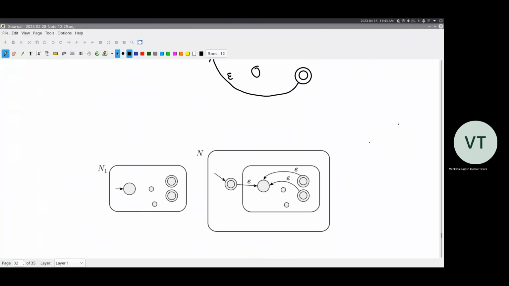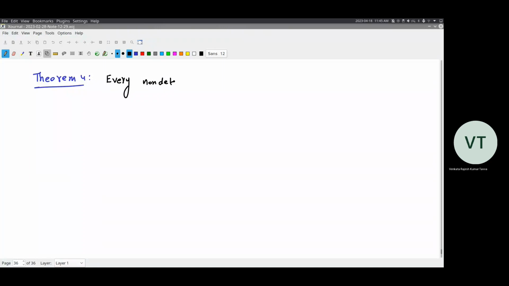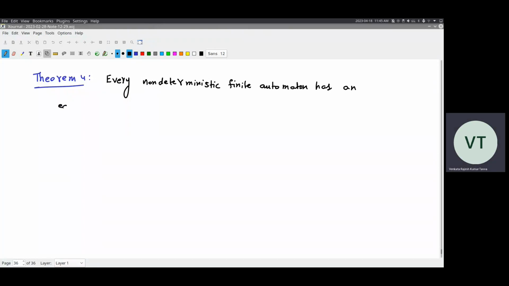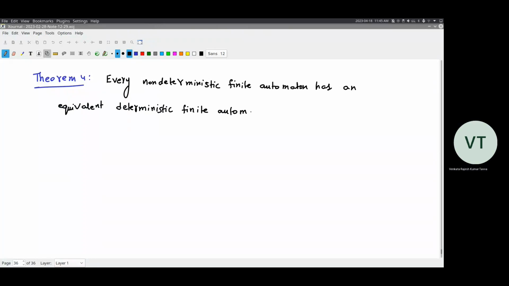Every non-deterministic finite automaton has an equivalent deterministic finite automaton. So this is the theorem.